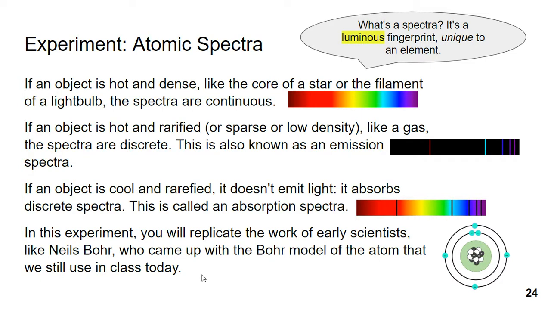So we're going to do an experiment where you observe the atomic spectra of a few elements, and the reason is it replicates the work of an early scientist, Niels Bohr, who came up with a model of the atom that we still use in class today. And this is a picture that's called the Bohr model that's based on his understanding of the atom.